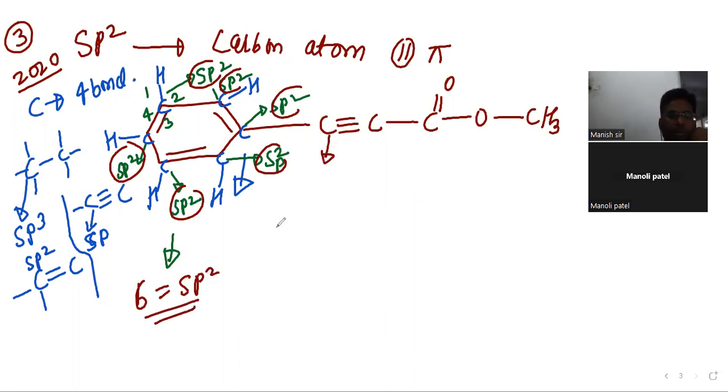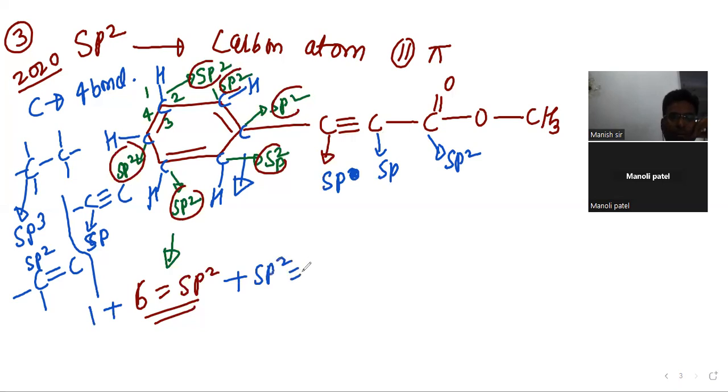Now it is a triple bond, so it will be what? It will be sp only, right? It is also sp hybridization. That double bond is there here, so it will be sp2, right? So you have to count the sp2 hybridization only. So now add 1, right? So it will be total 7, right? 7 sp2 hybridizations are there. And the last one will be forming sp3 hybridization because all single bonds are there.